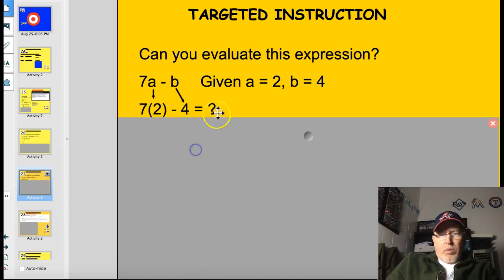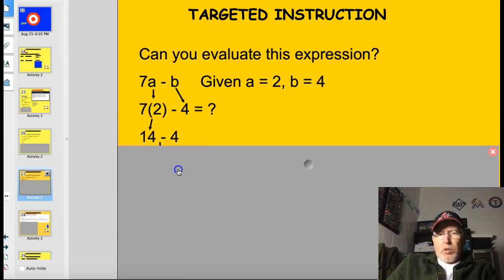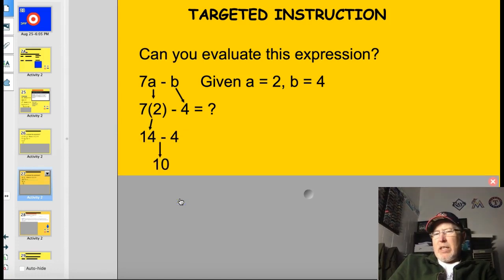Okay, there we go. The a is 2, so I put it in parentheses right next to it. So I have 7 times 2 minus 4, because that's what b is worth. Have to do the multiplication first. Now I've got 14 minus 4. I can evaluate that expression and say that it's 10. There, I knew you could.